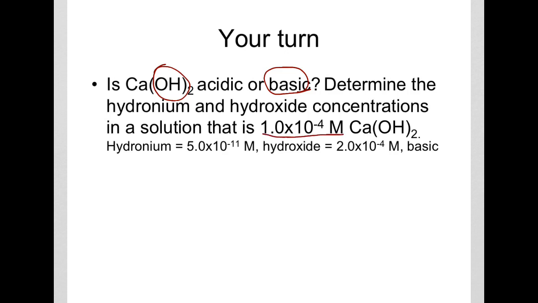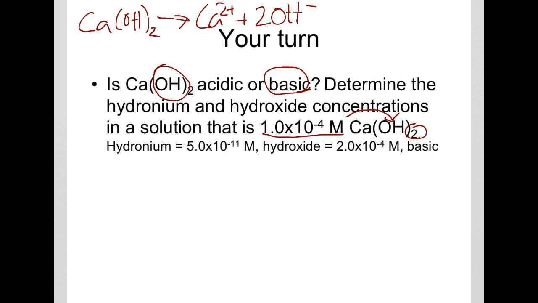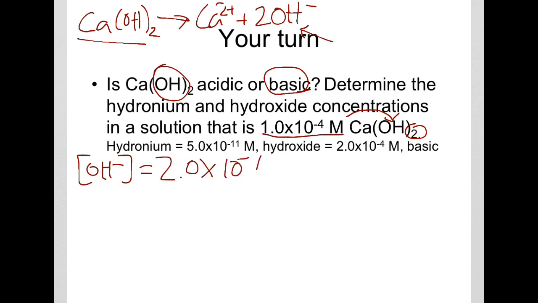this molarity is going to relate to the hydroxides, and we see that there are two of them. The calcium hydroxide is an ionic salt, and when it goes into water, it's going to break into a calcium 2 plus ion and 2 hydroxide ions. So whatever we start with here, we're going to have twice as much hydroxide in the end. So that's why my molarity for hydroxide is going to be twice my molarity for calcium hydroxide, so that's 2.0 times 10 to the negative fourth molarity.